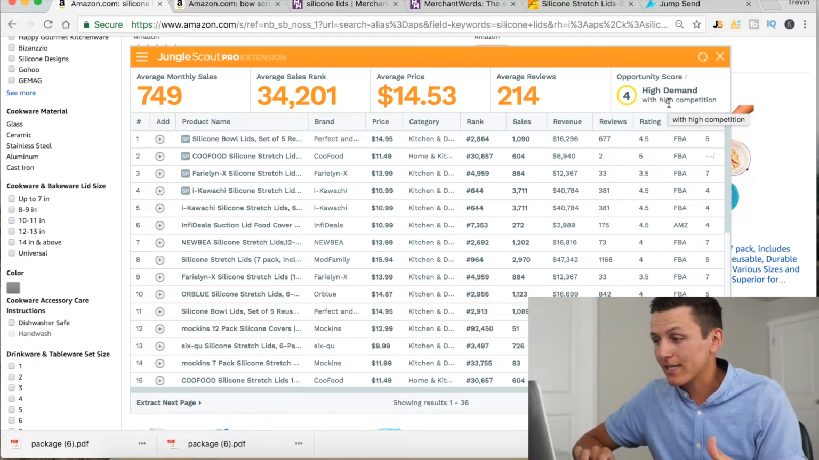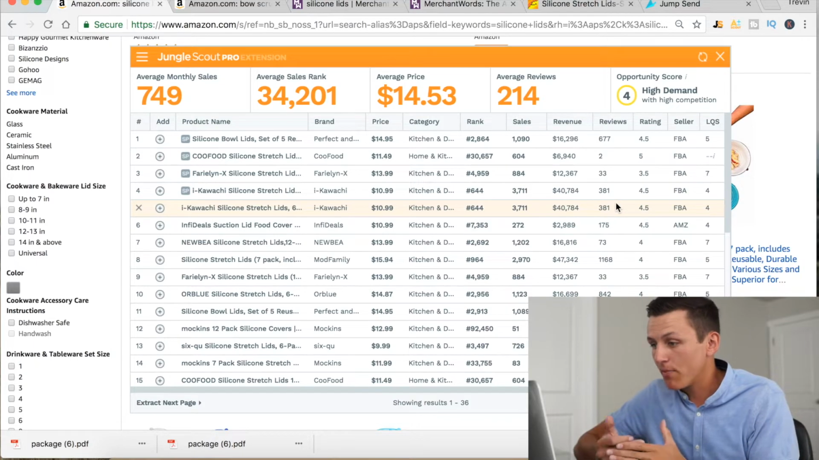So as you can see, this is the complete opposite of what we wanted, because the first keyword that we searched was a super good opportunity score, and then the second one we searched, which is being searched a lot more each month, is high demand with high competition. So that's another red flag that we want to be careful of, and we could go and search other keywords and see what they're like.